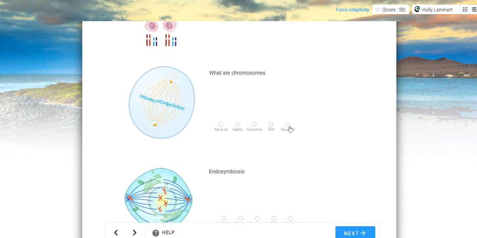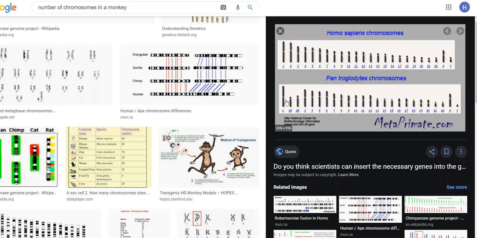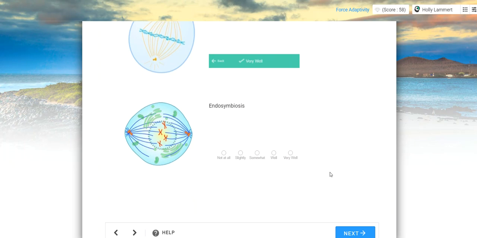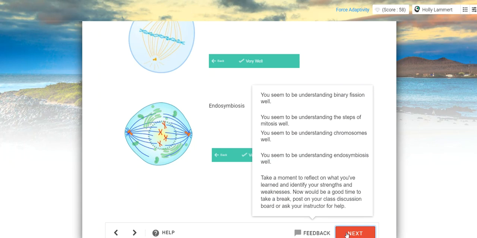What are chromosomes? Remember we looked at the karyotype. They're all the condensed versions of all the DNA, and they contain genes. And endosymbiosis, the theory that mitochondria and chloroplasts were engulfed by larger cells to form a mutually beneficial relationship called symbiosis, where they exchange nutrients and energy. Cool.